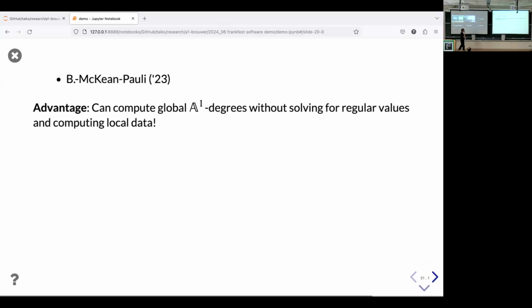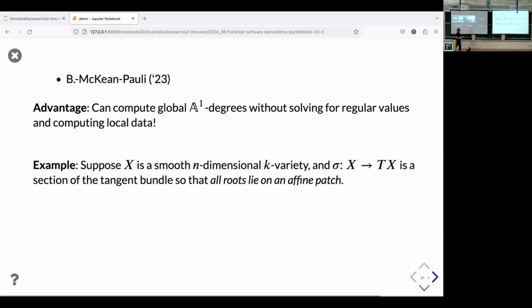One of the big advantages of our work over the stuff that came before us is we can compute global A1 degrees without summing over local things. In other words, if I have my maps, I don't have to solve for all the things in the pre-image, which is the most costly part of the computation. If I want to compute a global thing, I can just do it on the global algebra without even understanding what the zeros are. So why might this be advantageous?